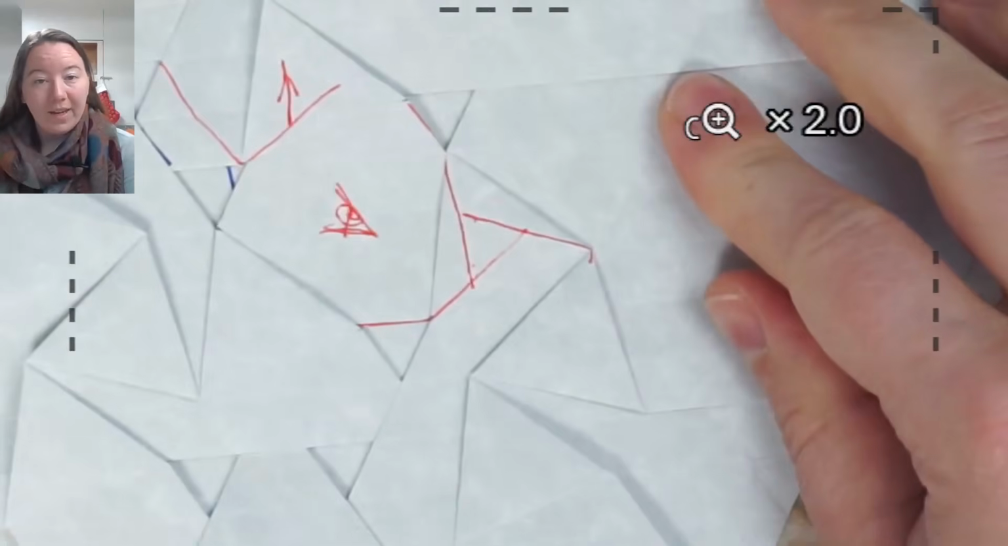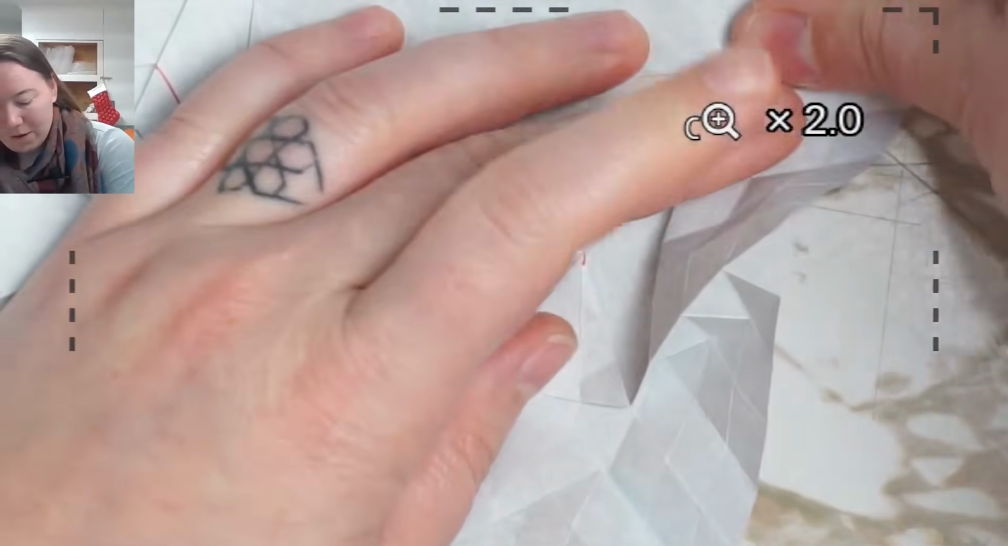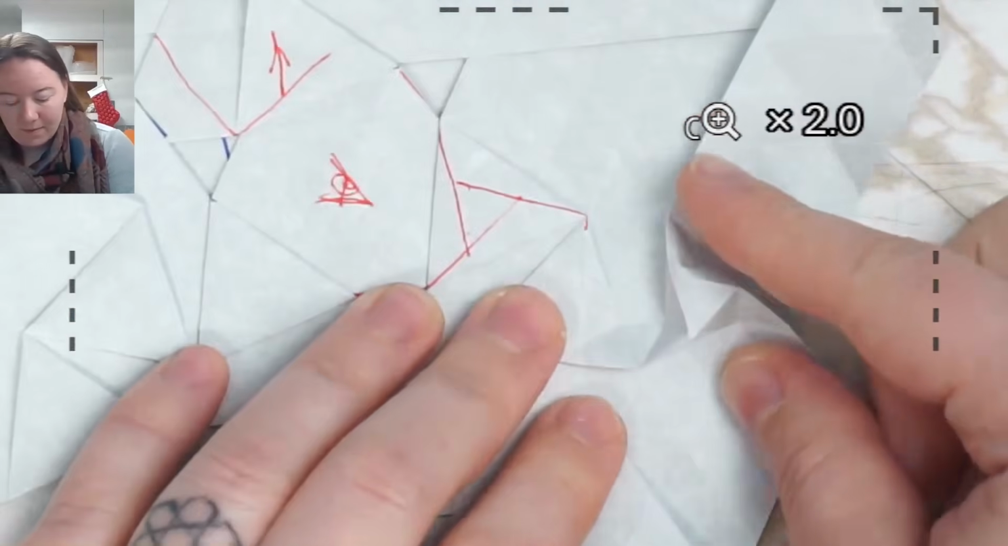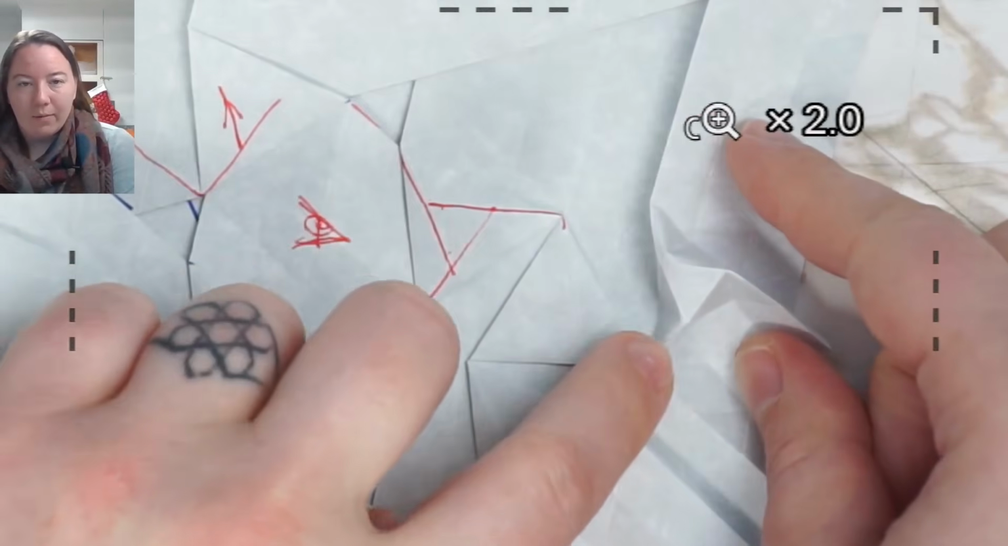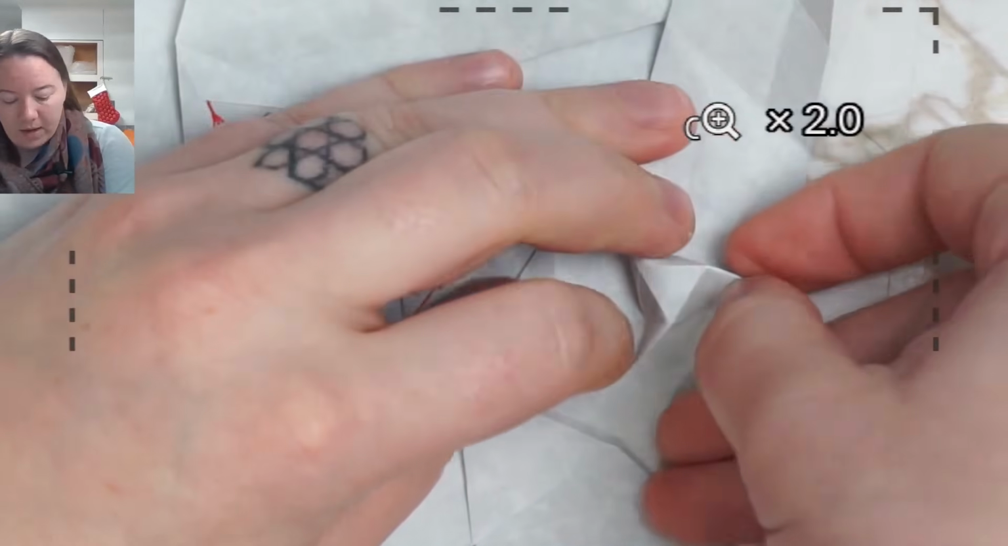Now we will repeat. I will have a new open triangle on this side with the corner coming right to the corner of one of those triangles that I just made.